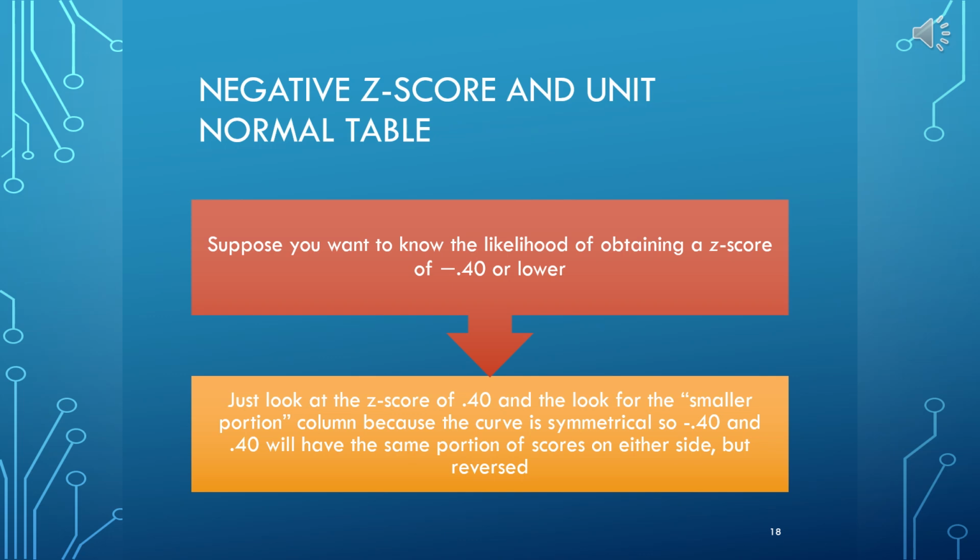So all you have to do is, again, if you want to see what the percentages of area to the left or to the right of a negative z-score are, you can just look at the ones for the positive, but then you have to pay attention to whether you want to think about the proportion of scores in the larger portion or the smaller portion of the distribution. And we can get some practice with that in class.